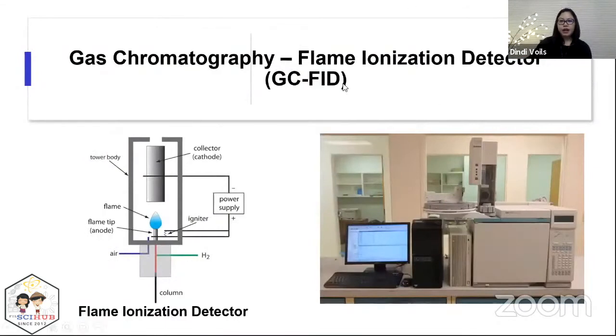So for GC-FID, or flame ionization detector, the detector converts your analyte into carbon ions. So how does it do that? You ignite the detector, so you introduce the flame, and then you introduce hydrogen gas to form those carbon ions. And the carbon ions formed are detected by a cathode collector.